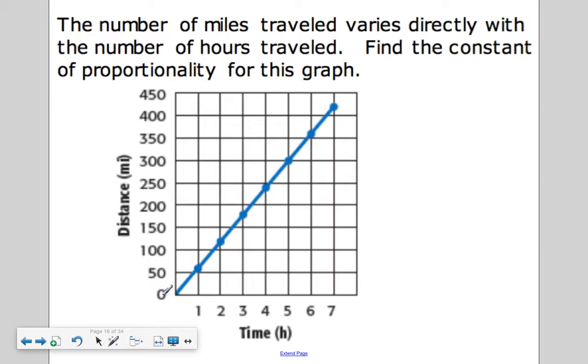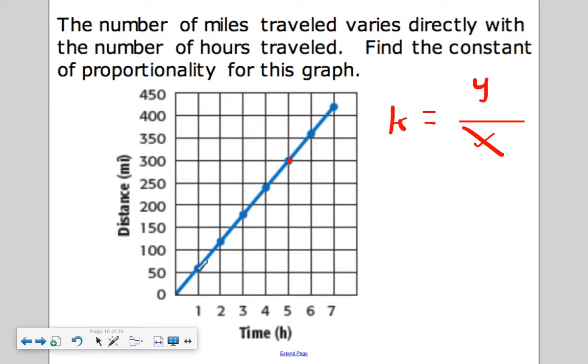Oh, one more question. The number of miles traveled varies directly with the number of hours traveled. Find the constant of proportionality. Well, I know the formula. Again, you don't have to memorize this. This is on your mathematics chart. K equals y over x. So let's use, what do we want to use here? I can use this one right here.